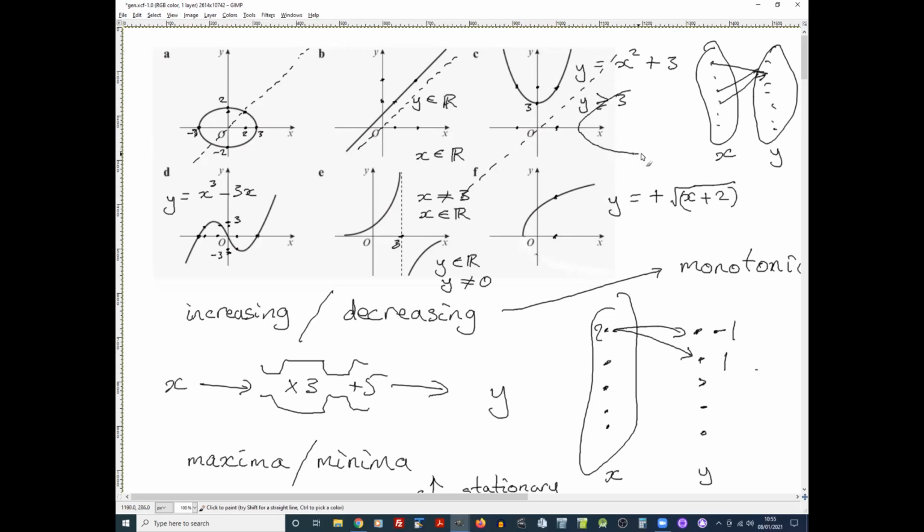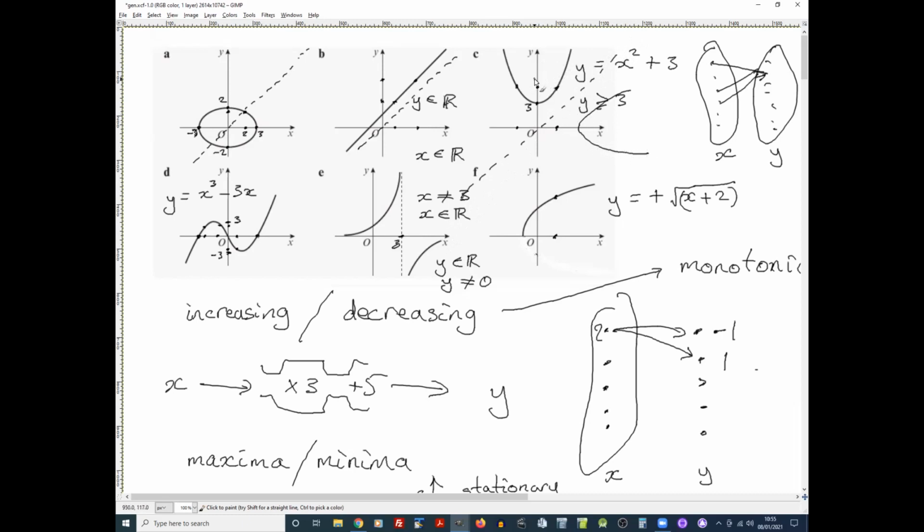Could improve on that slightly, maybe. But this isn't a function because it's one to many. So your quadratic there does not have an inverse, even though it reflects, and reflecting in the line y equals x is how you find an inverse. So it's how you draw the inverse if there is an inverse function.